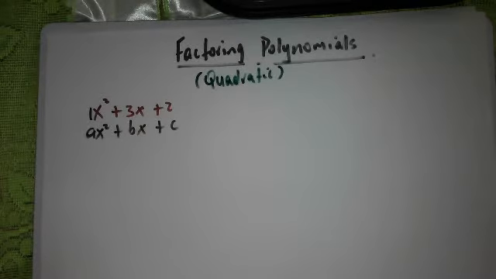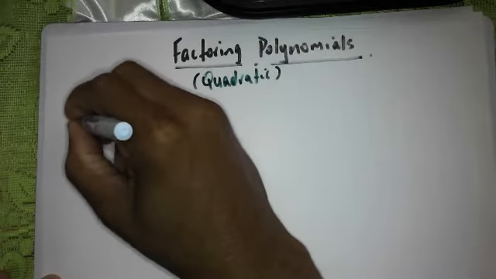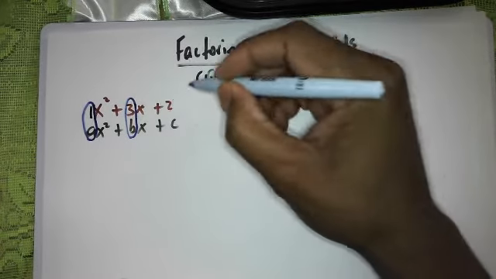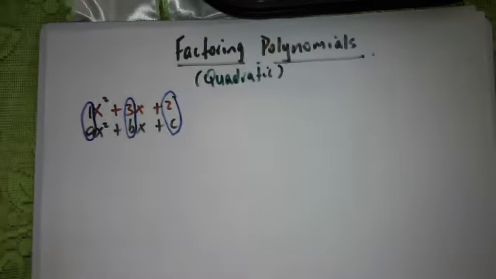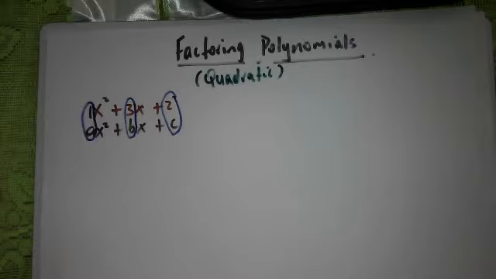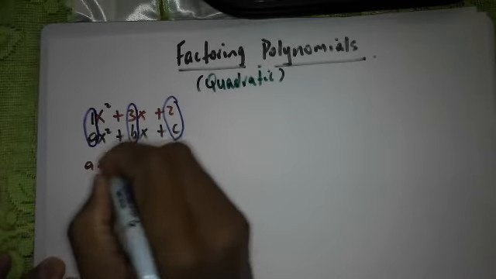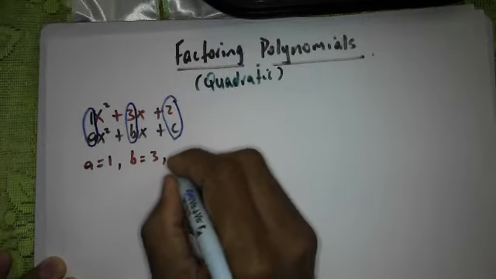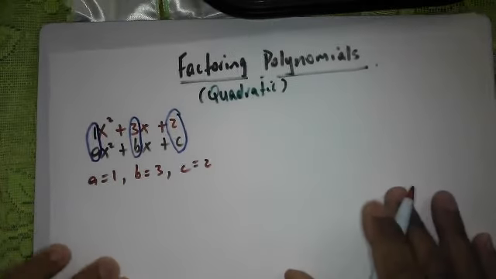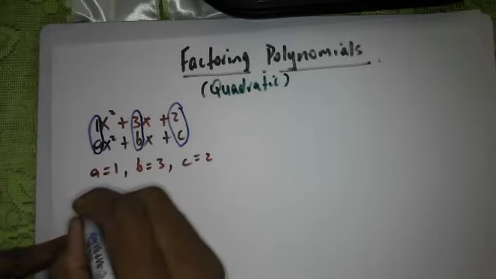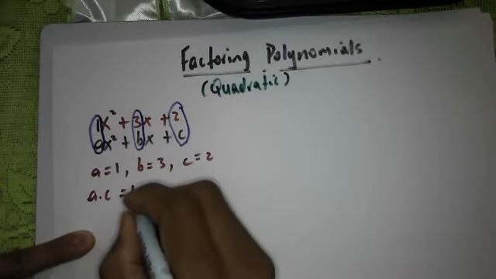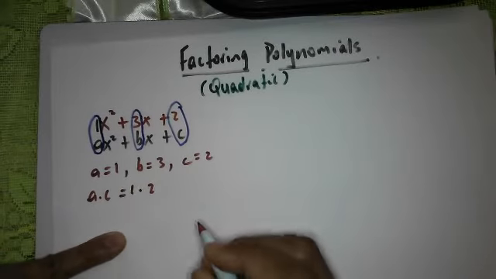Now we're going to combine like terms. So this would be our a value, that's 1. This is our b value, that's 3. And this is our c value here. Okay? So from this we can write that a equals 1, b equals 3. Those are the corresponding terms. c equals 2. And ac means a times c. So ac, a times c, equals our a value, which is 1, times our c value, which is 2.